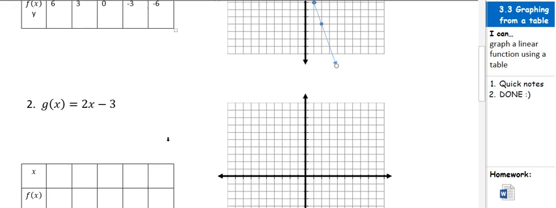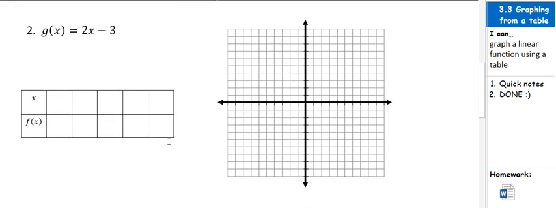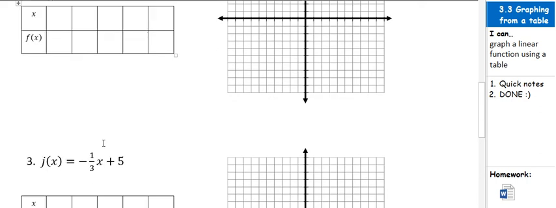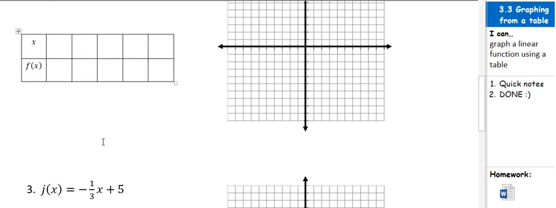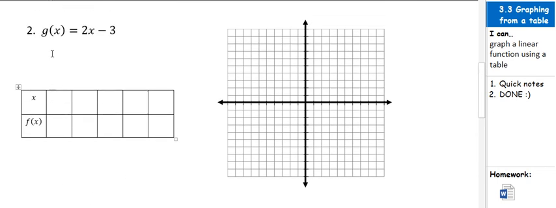Let's go ahead and take a look at the second one on our note sheet. Here I have 2x minus 3. When I graph this, I'm going to use my same 5 x values, and on the next one we'll talk about sometime when we might not use those 5. But on this one, I'm going to use those 5 x values: -2, -1, 0, 1, and 2. Again, I'm going to plug in those 5 values.